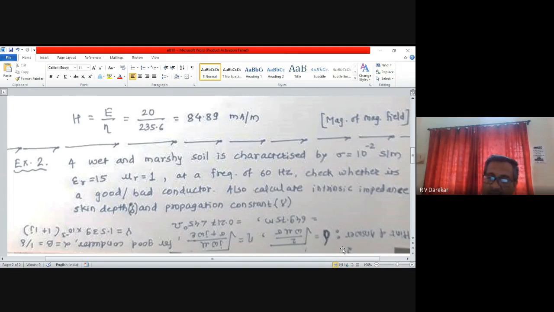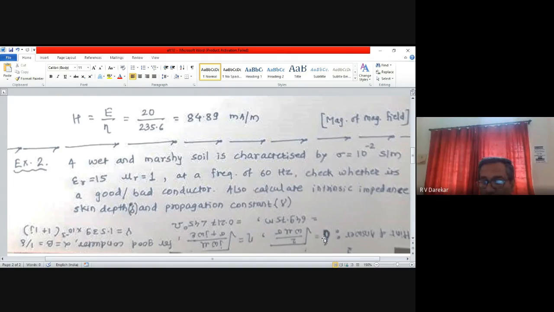Then we are required to calculate the value of intrinsic impedance. It is denoted by eta, that is present here. Along with that, we have to calculate the skin depth. What is skin depth? Though it appears to be a new term, we saw it in the last lecture. It is nothing but the depth of penetration of the electromagnetic wave. This delta is denoted over there.